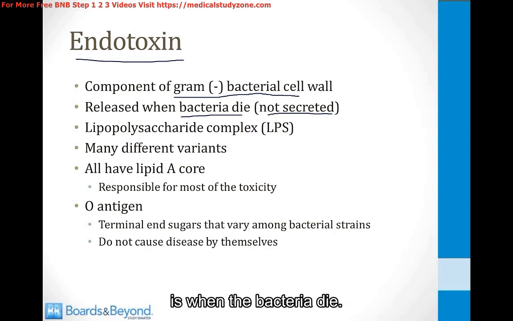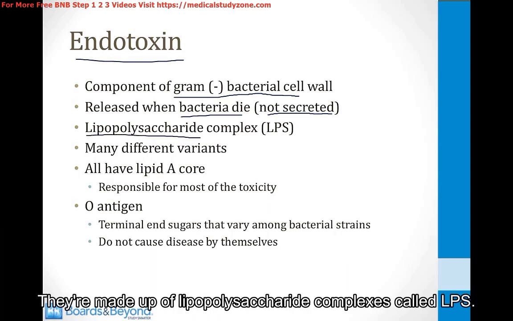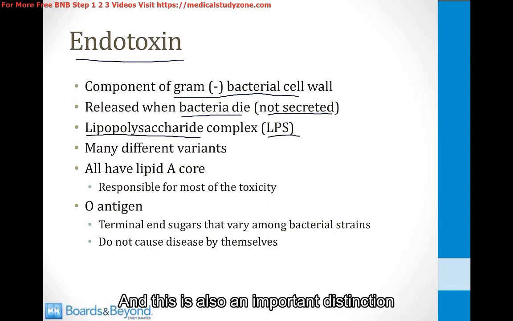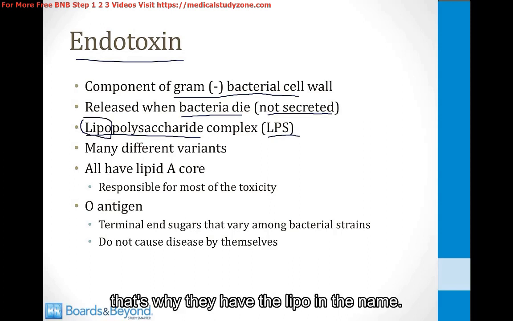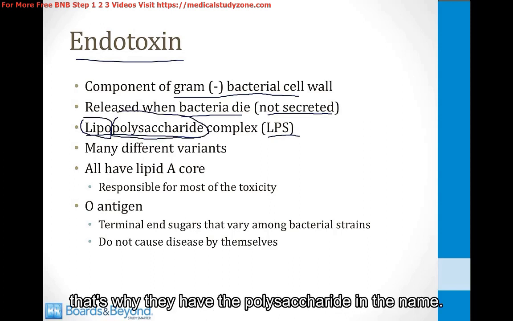They're made up of lipopolysaccharide complexes called LPS, and this is also an important distinction between endotoxin and exotoxins. Exotoxins are proteins. Endotoxins are made up of fat, that's why they have the lipo in the name, and they're made up of sugar, that's why they have the polysaccharide in the name.